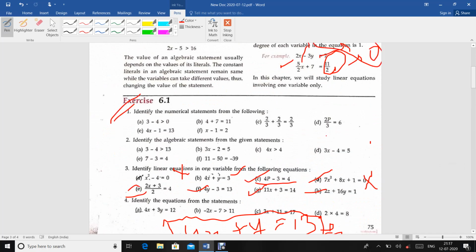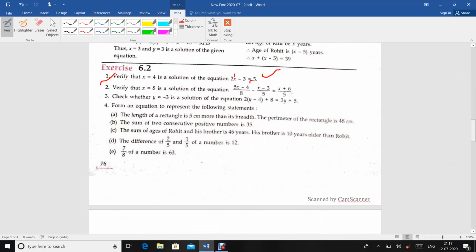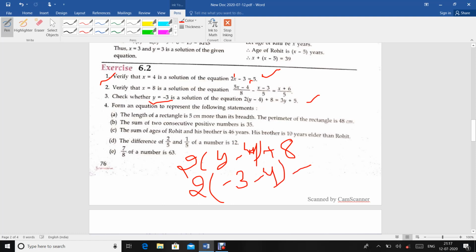Now see the next question. The next question is: check whether y is equal to minus 3 is a solution of the equation. For this, you need to put minus 3 at the place of y. See here, it is 2y minus 4 plus 8. Now firstly you need to solve the left hand side of the equation. 2, at the place of y you need to put minus 3, because y is equal to minus 3. Minus 4 plus 8. 2 remains the same, bracket, minus minus makes positive, so 3 plus 4 is equal to 7.